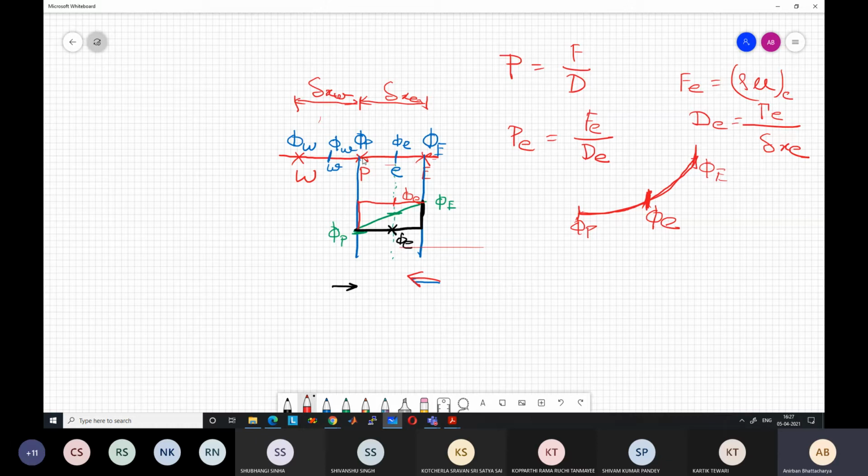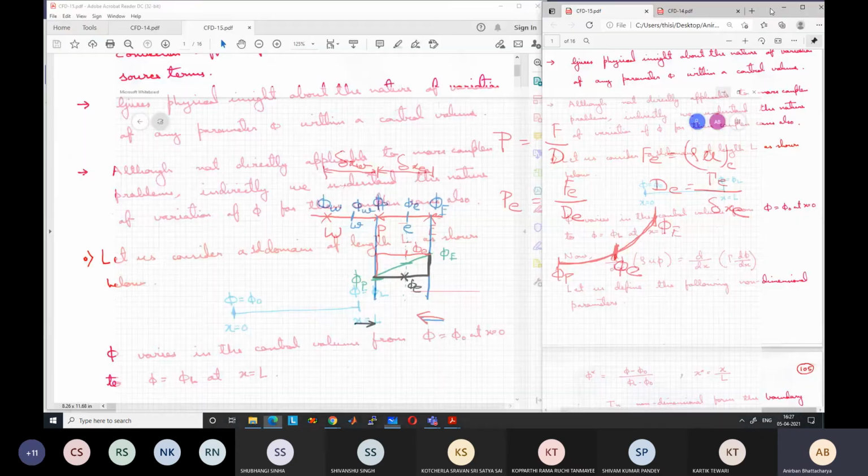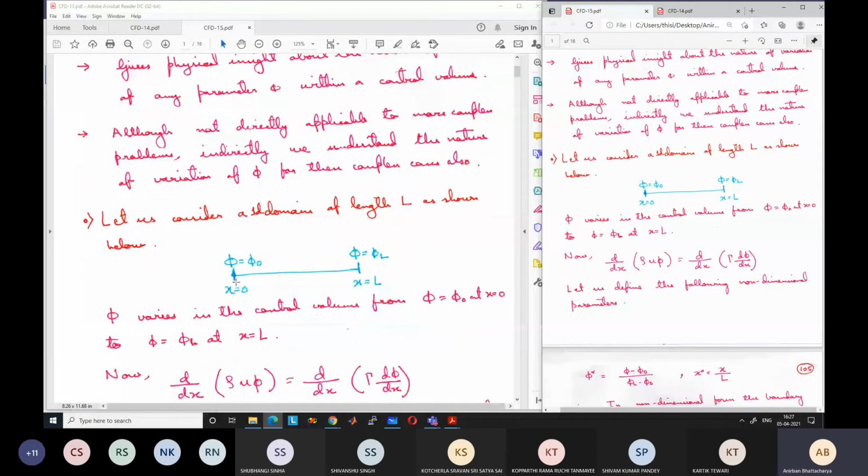So x is equal to 0 at P and x is equal to some distance L at capital E. We are trying to find this variation based on the boundary condition that phi is given at point P and phi is given at point capital E. So we want to find out within the domain from P to E what the variation is. This is our task. So we will consider a domain going from x equal to 0 to x equal to L. Boundary conditions are given as phi equal to phi 0 at x equal to 0, and at x equal to L, phi is equal to phi L.